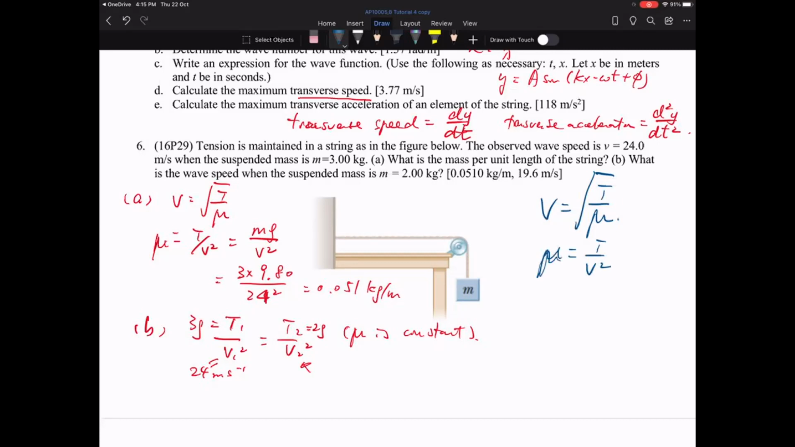Therefore, for the same string, if tension has changed, v has to change. So we could write T1 over v1 squared for situation 1, that is equal to T2 over v2 squared for situation 2. Situation 1 is when the tension in the string corresponds to a support of a 3 kilogram mass. Situation 2 is for the support of a 2 kilogram mass. Hopefully you got it.